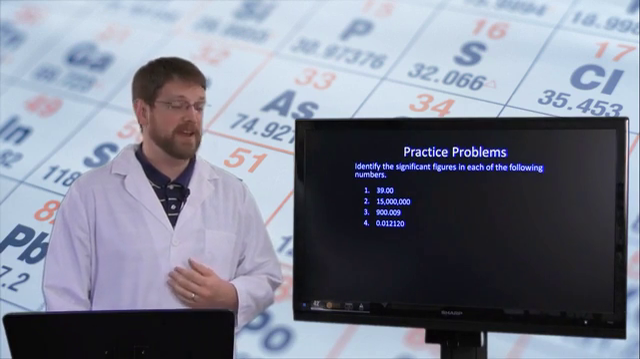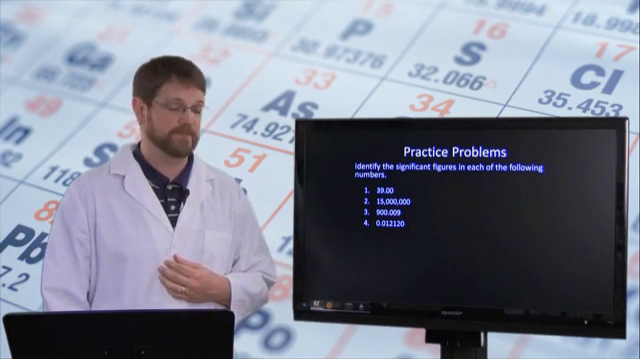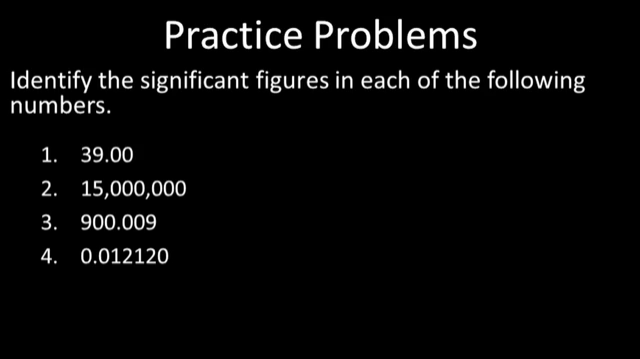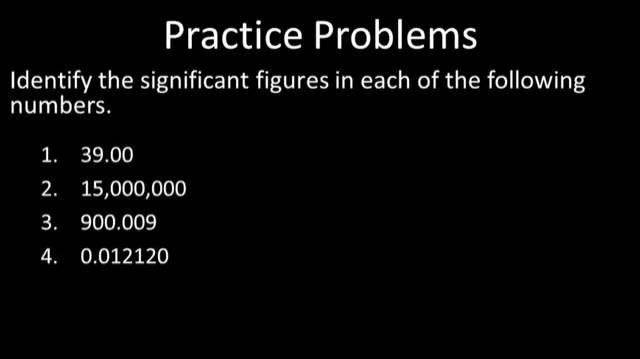Now, for practice, try these to find the significant figures of these numbers. $39.00. Since it has a decimal point in this value, all the zeros are significant. So we have 4 significant figures.